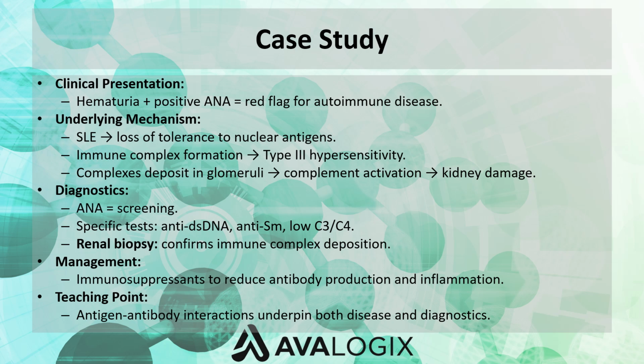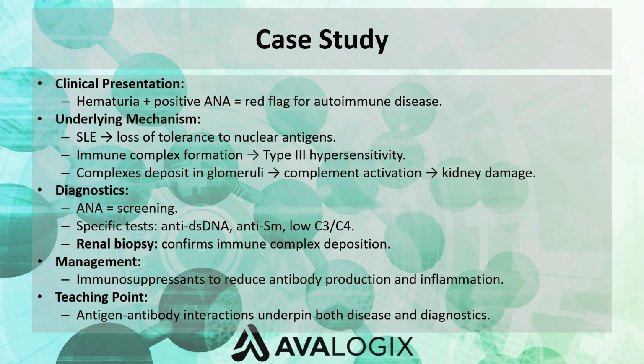Autoantibodies form against these antigens, and the resulting immune complexes deposit in tissues, especially in the kidneys, leading to lupus nephritis. This is a textbook example of a type 3 hypersensitivity reaction, or an immune complex-mediated disease. The antigen antibody complexes form in circulation and then deposit in the glomerular basement membrane, activating complement and inducing inflammation. This leads to hematuria, proteinuria, and potential long-term kidney damage.